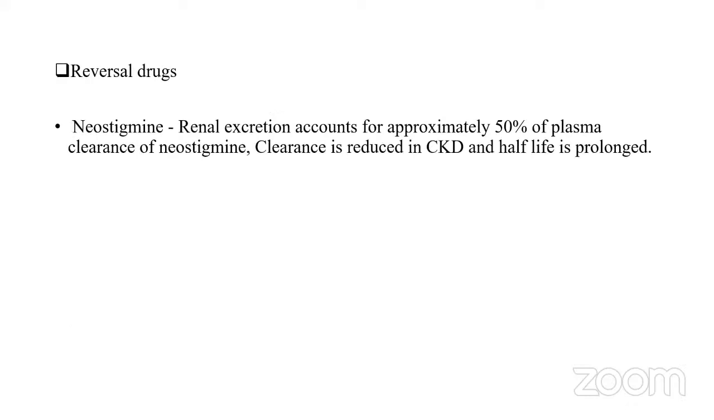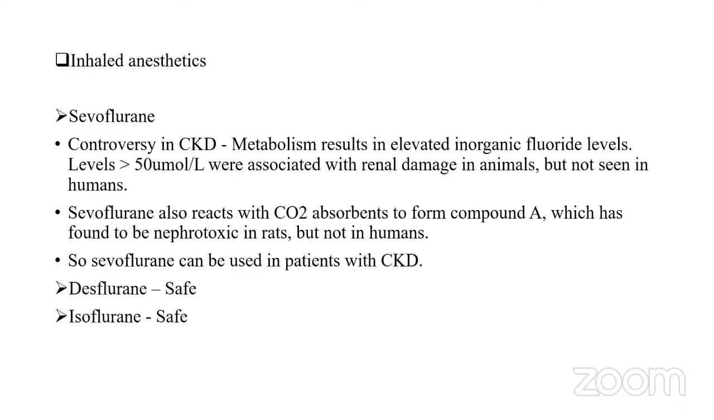Reversal drugs, neostigmine. Renal excretion accounts for approximately 50% of plasma clearance of neostigmine. Clearance is reduced in CKD and half-life is prolonged. Inhaled anesthetics, sevoflurane. Controversy in CKD because metabolism results in elevated inorganic fluoride levels. More than 50 micromole per liter was associated with renal damage in animals, but not seen in humans. Sevoflurane also reacts with carbon dioxide absorbent to form compound A, which was found to be nephrotoxic in rats but not in humans. So sevoflurane can be used in patients with CKD. And desflurane and isoflurane are safe in CKD.